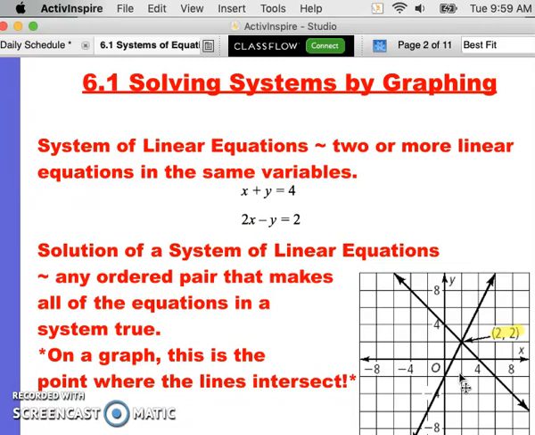Now, I think one of the easiest ways to find the solution to a system is to graph it. But once you get better with solving equations, it's actually easier, and my favorite way would be figuring it out algebraically. But we're going to start by figuring out how to do it by graphing.